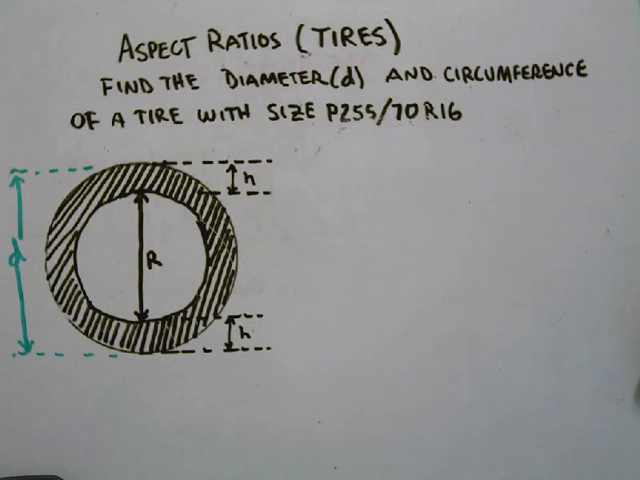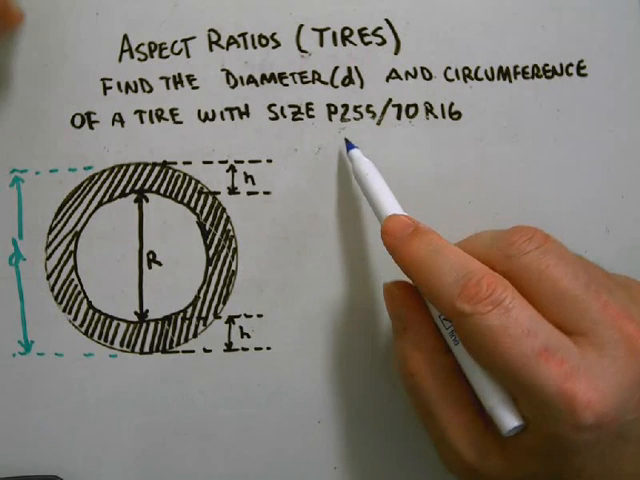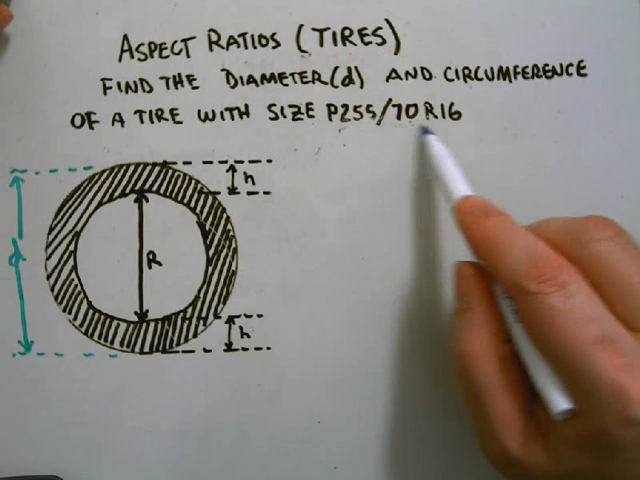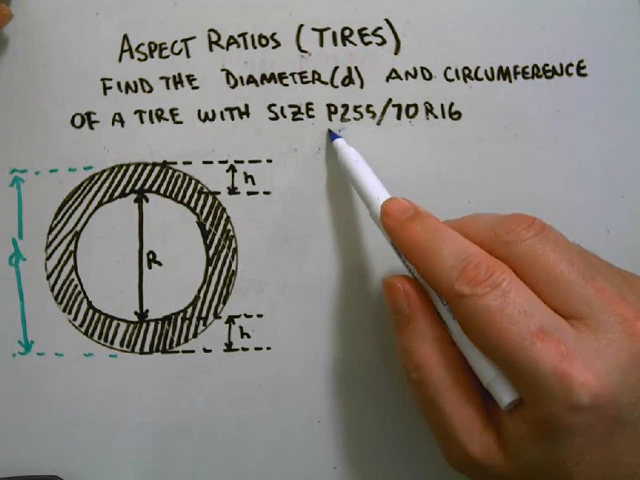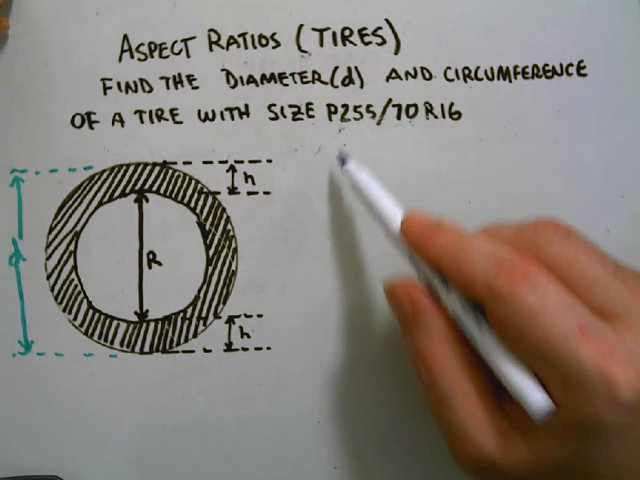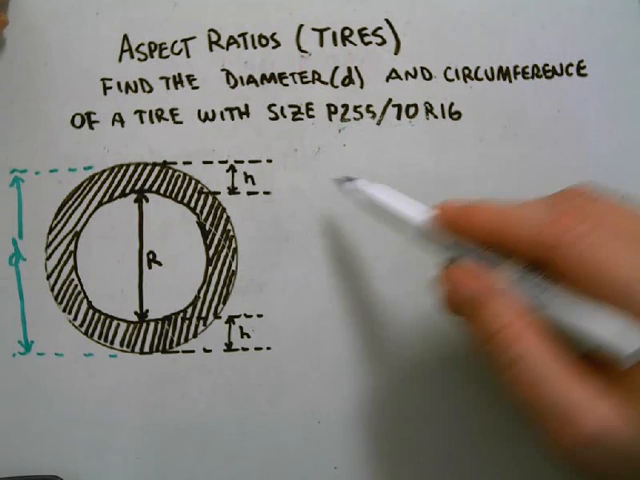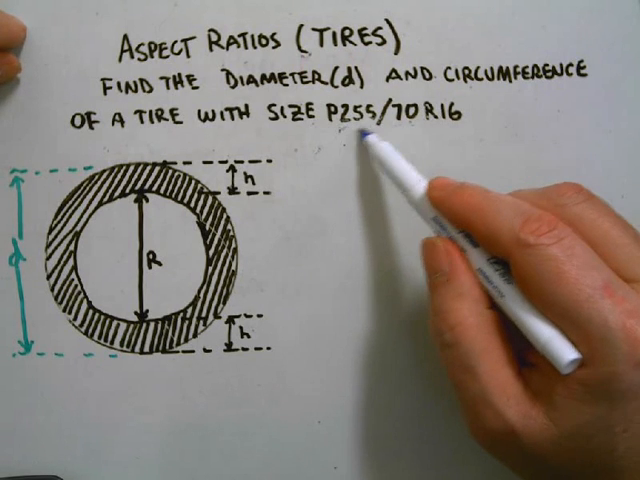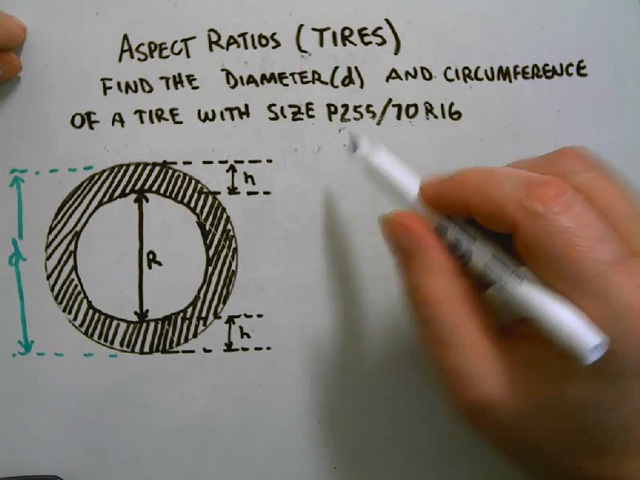Okay, so let's go ahead and take a look at aspect ratios involving tires and how we read the tire size with the symbol. So the P just stands for passengers. The 225 is the tire's width. It's how wide the tire is in millimeters.